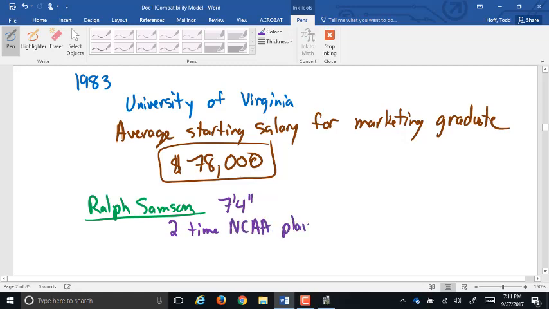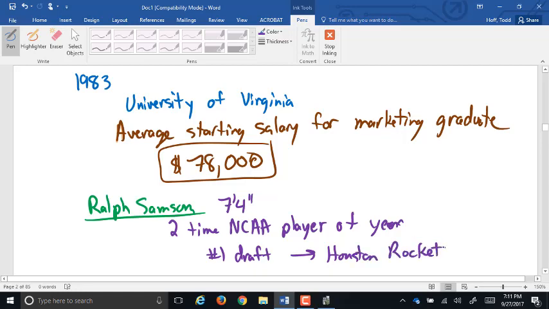Two-time NCAA Basketball Player of the Year. Number 1 draft choice, the Houston Rockets in the NBA. Anybody want to guess how much Mr. Sampson made that year? Millions, right? Even in 1983, the top draft choice in the NBA made $5-10 million.